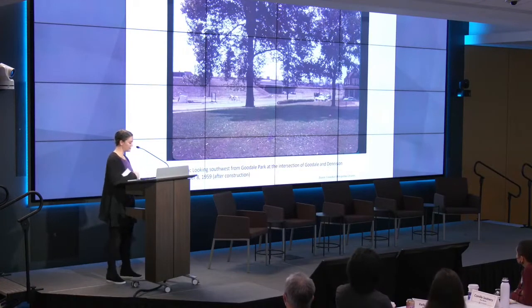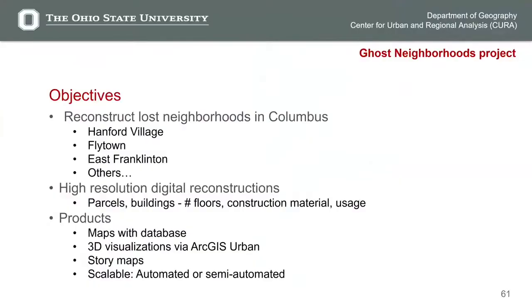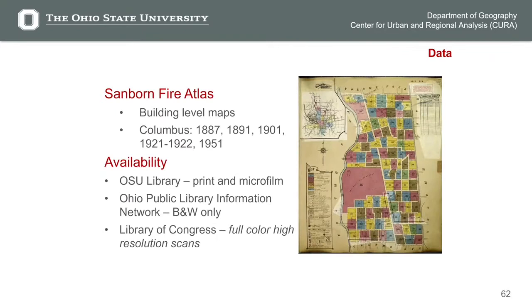Initially, we had 3 objectives for this project. We wanted to reconstruct lost neighborhoods in Columbus, create high-resolution digital reconstructions, and produce maps, 3D visualizations, and story maps to allow for a recreation of the neighborhoods in real time. So how did we do this? Our team gathered information from the Sanborn Fire Atlas maps from the years spanning from 1887 to 1951. These maps are readily available at the Ohio State Library and Ohio Public Libraries, but full-color high-resolution scans are available just down the street at the Library of Congress.